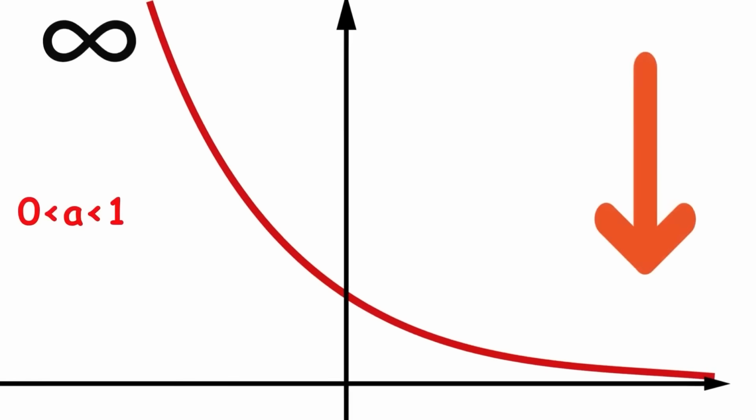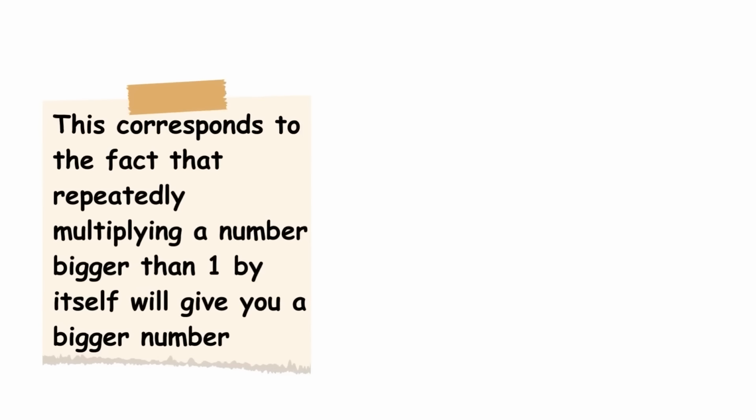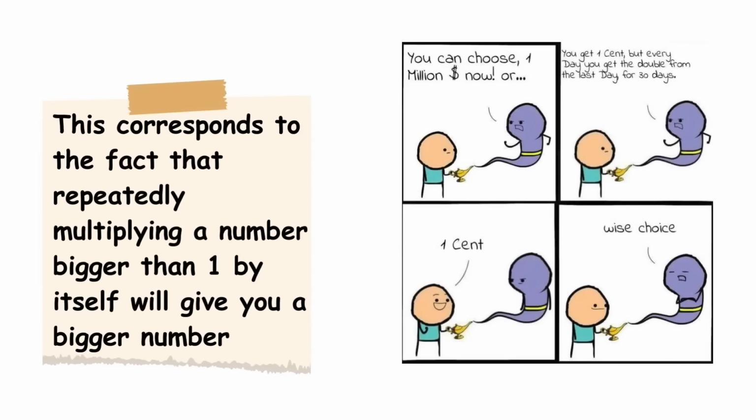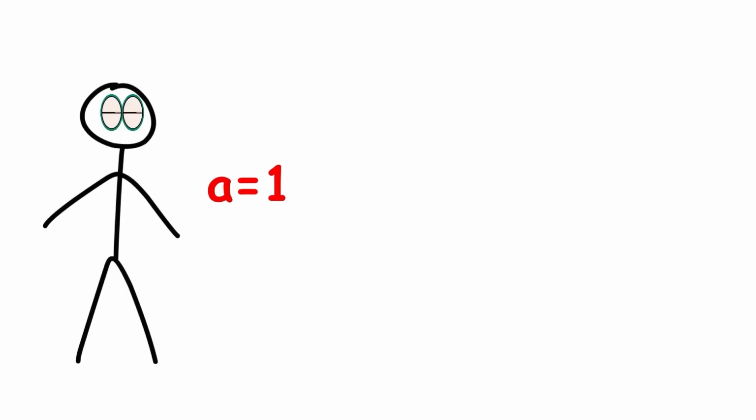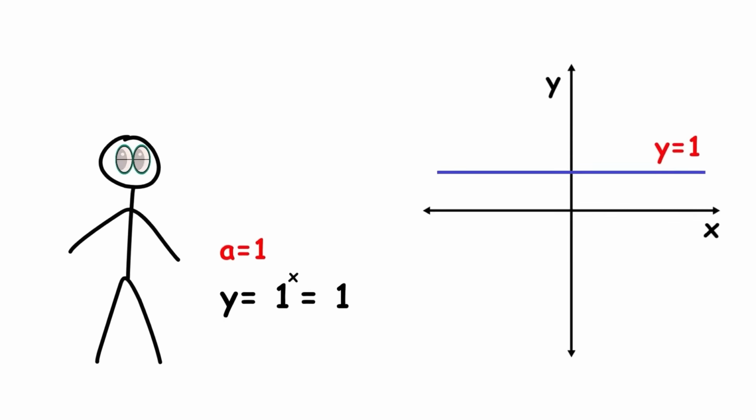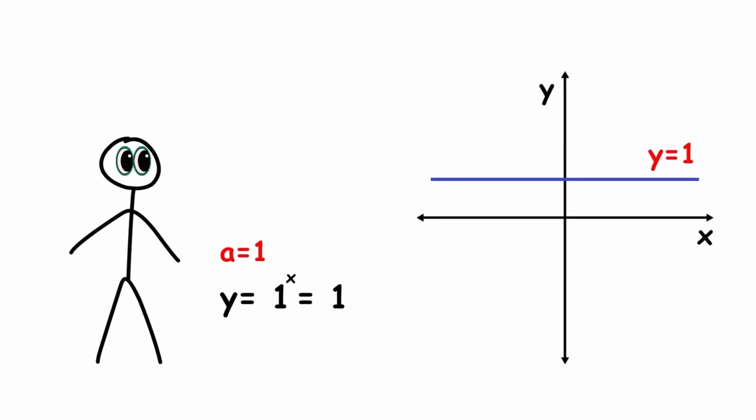Meanwhile, for 0 less than a less than 1, the function actually does the reverse, trending downward from positive infinity on the left and decaying asymptotically towards 0 on the right. This corresponds to the fact that repeatedly multiplying a number bigger than 1 by itself will give you a bigger number, but for a number less than 1, you'll get a smaller number. If you try plugging in a equals 1, you get the function y equals 1 to the power of x, which just reduces to y equals 1, so it doesn't grow or decay in either direction.